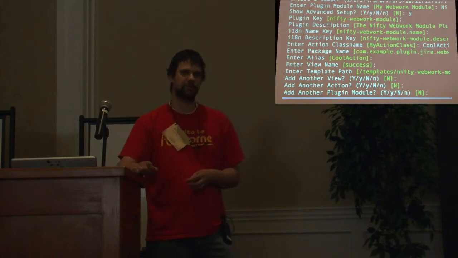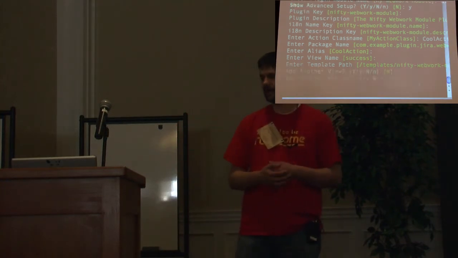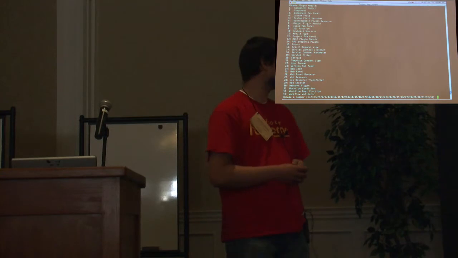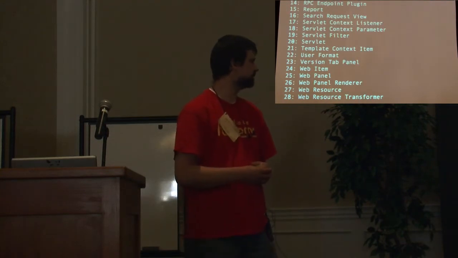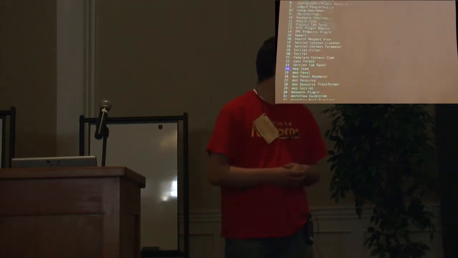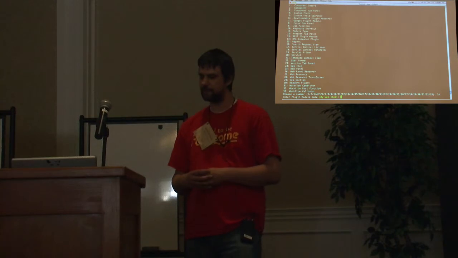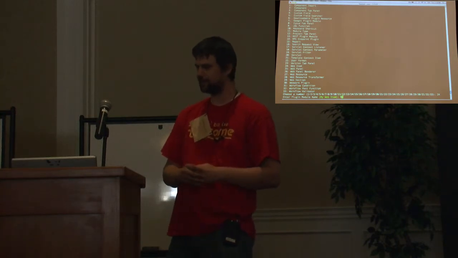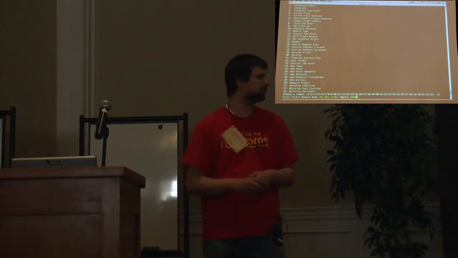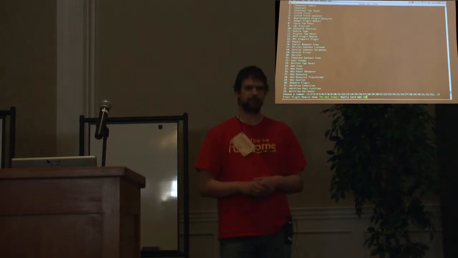However, I do need another plugin module. So we'll just say yes, so we don't have to restart Maven. And this time I'm going to create a web item, so we can link it to that action that I just created. So here's our familiar list again. We'll find web item, which is number 24. Type in 24. And here's the module name. This time I'm going to call it the really cool web item, because it's cooler than our action.